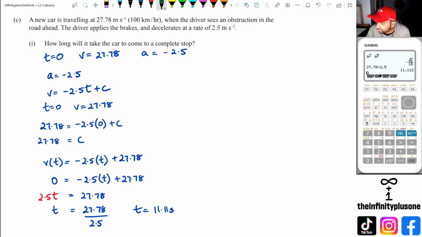So general expression for v found is an achieved. So this is the general expression. T of 11.112 found in C1 is actually getting you a merit. Cool. Moving on to the second part of the question.